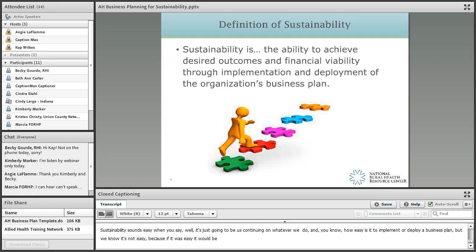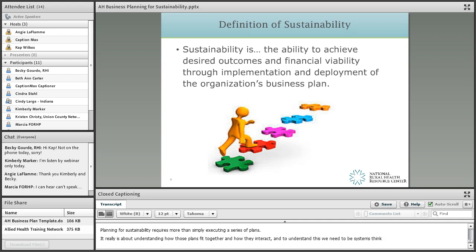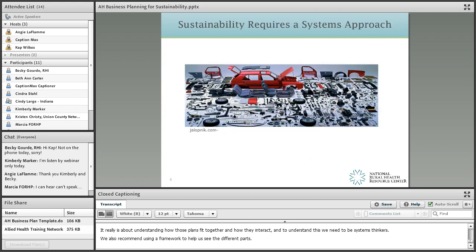And what she found is that out of these 19 organizations that she studied, they all have really similar definitions of being sustained. They focused on achieving outcomes and maintaining the ability to continue activities over time. And that's not a surprise. As I was thinking about this, I thought that just reshifting some of the definitions for rural health networks, and we would work with the definition of the ability to achieve desired outcomes and financial viability through implementation and deployment of an organization's business plan.